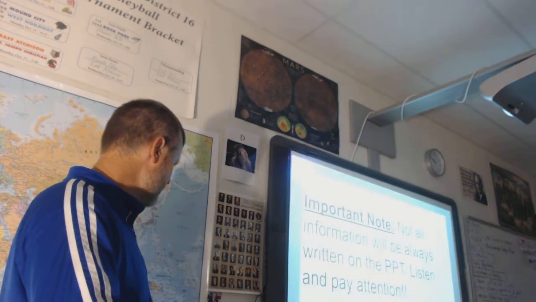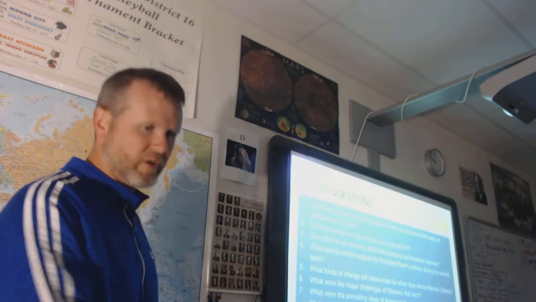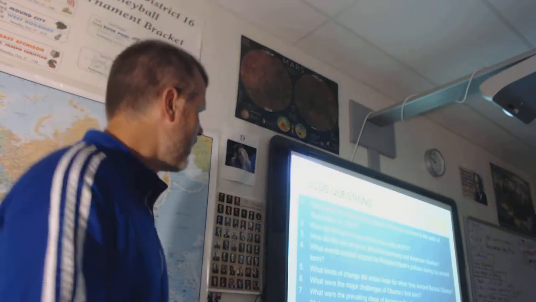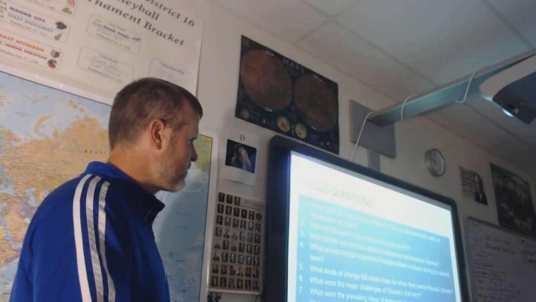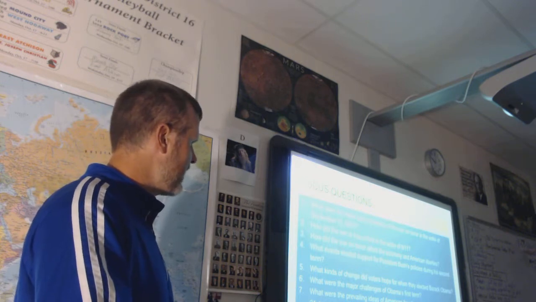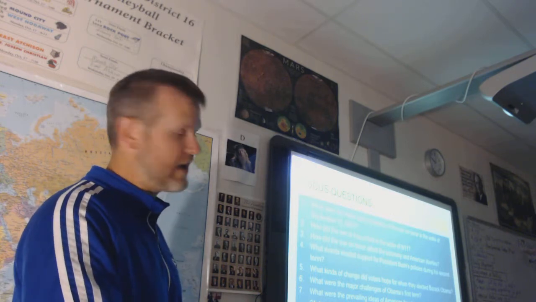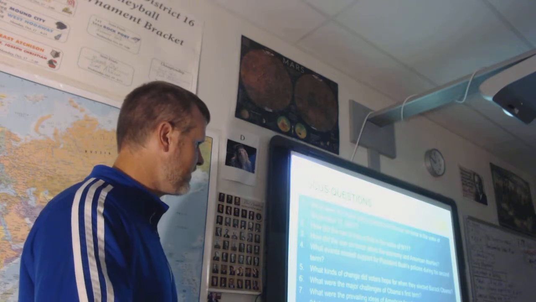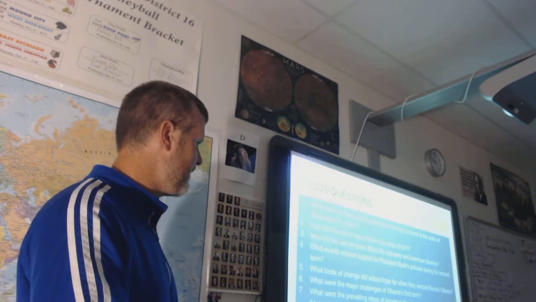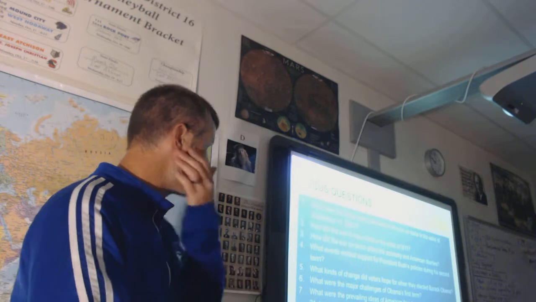A new century and a new crisis. There's a lot of things here. Focus questions: what were the major policy elements of the war on terror in the wake of September 11th? How did the war in Iraq unfold in the wake of 9/11? How did the war on terror affect the economy and American liberties? What events eroded support for Bush's policies during his second term?